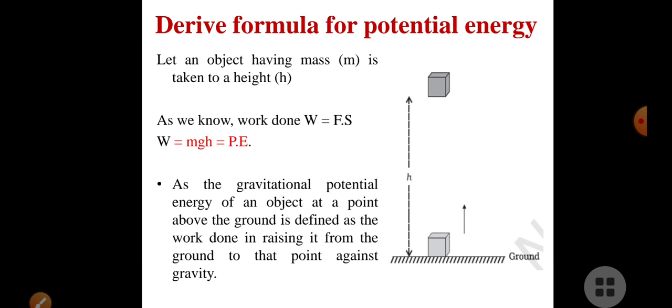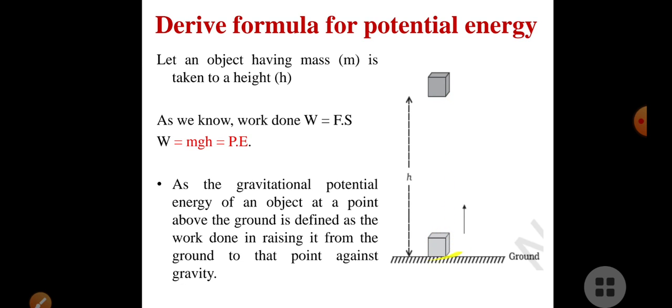Now let us derive the formula for potential energy. It is a very simple two-line formula only. For this, let us consider an object. This object has mass m, and when we lift this object and place it at this position, let's say at a height h. So how is this object going to this height?